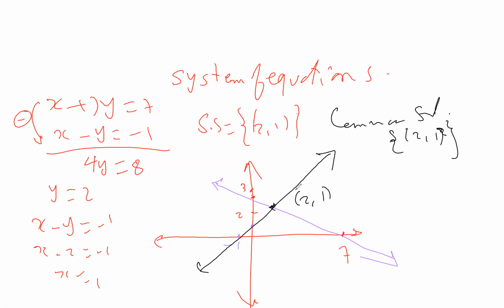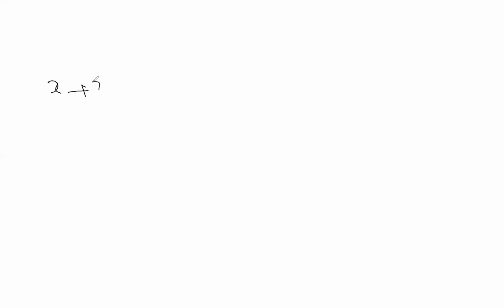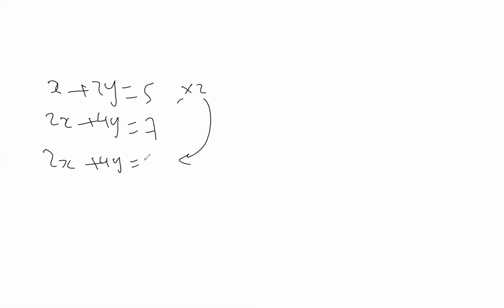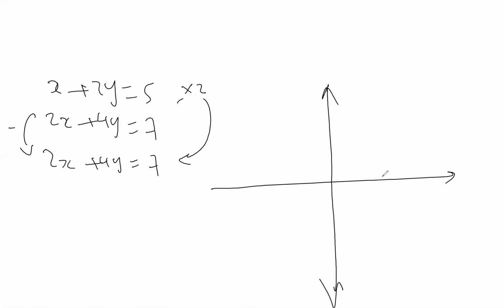Okay. Another case of the equations: x plus 2y equals 5 and 2x plus 4y equals 7. When you multiply the first equation by 2 to solve the equations, you will get 2x plus 4y equals 10. If you subtract them, you will find 0 equals 3, and this is impossible, so there is no solution between the two equations.